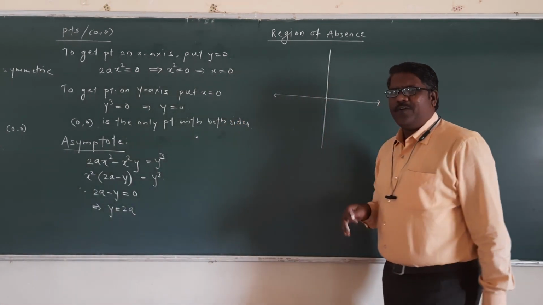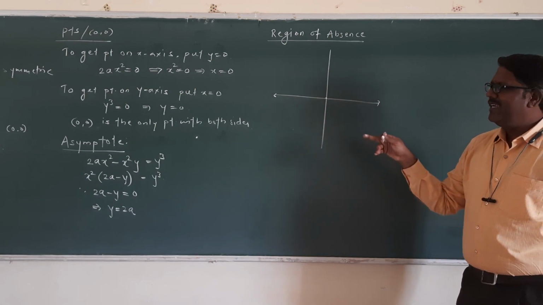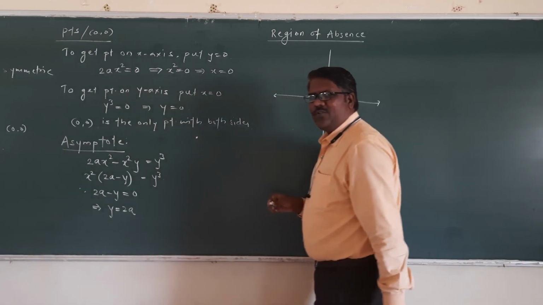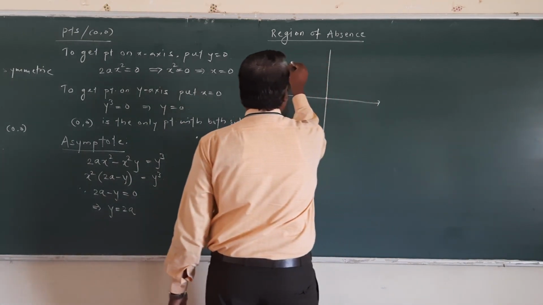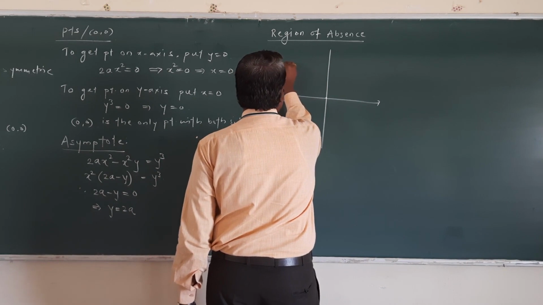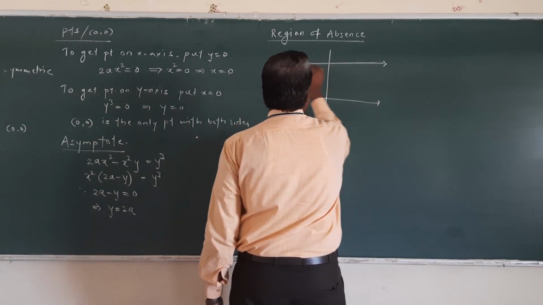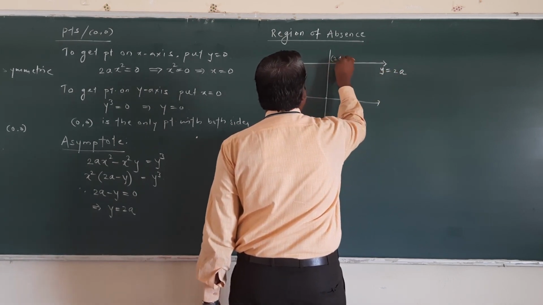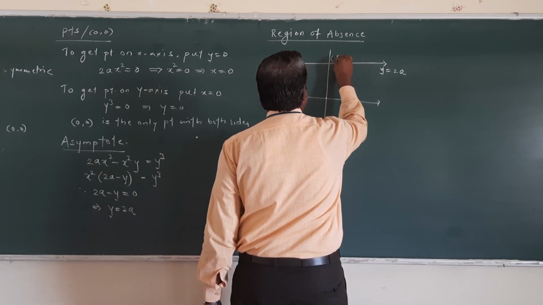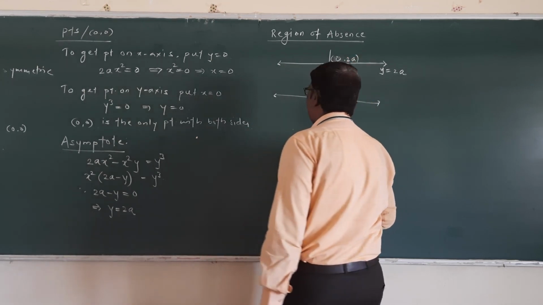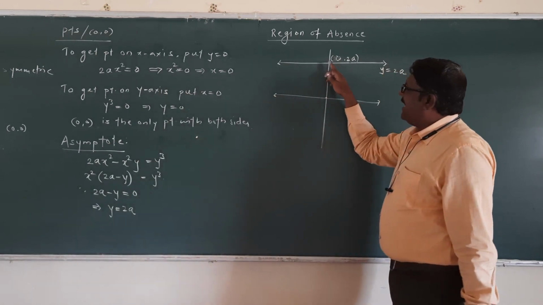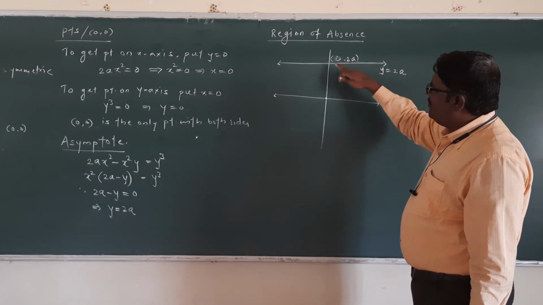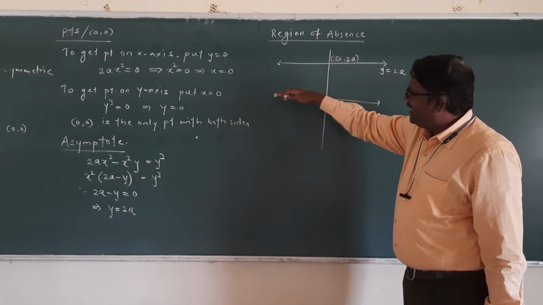Step number 2, if an asymptote is present, then the asymptote itself is one of the partitions. So here the asymptote is present, that is y is equal to 2a. So y is equal to 2a means this is the line which is parallel to the x-axis. So this is the line y is equal to 2a. It means this point is (0, 2a). Now, as the asymptote is parallel to the x-axis, we do the partitions parallel to the x-axis.